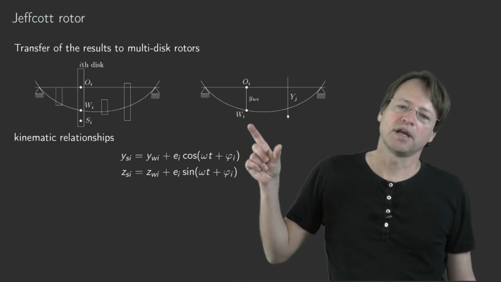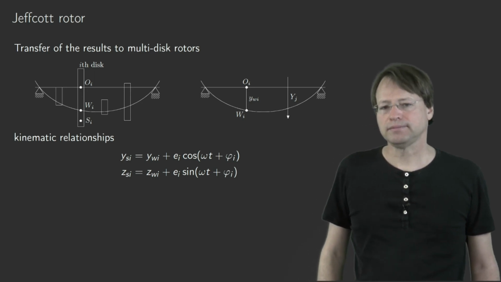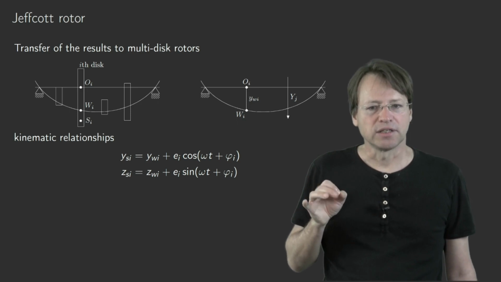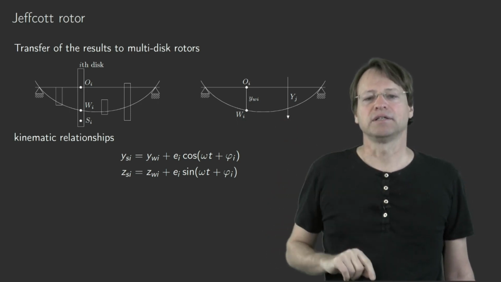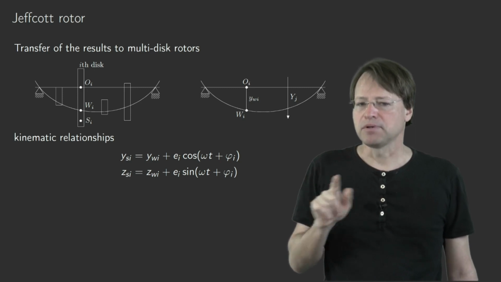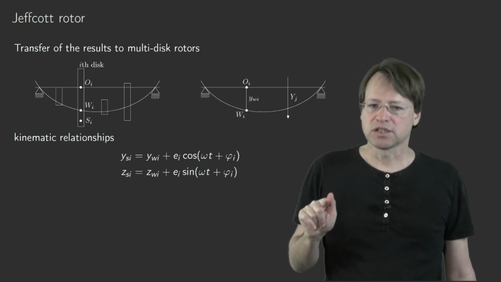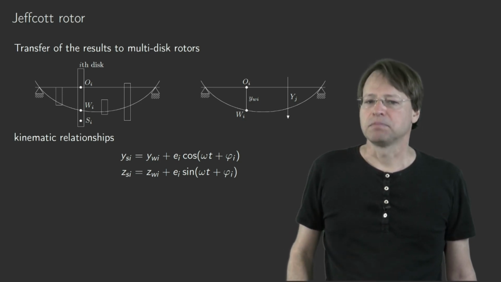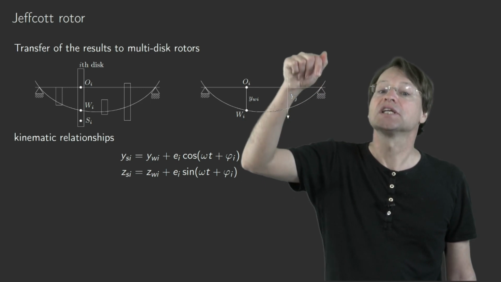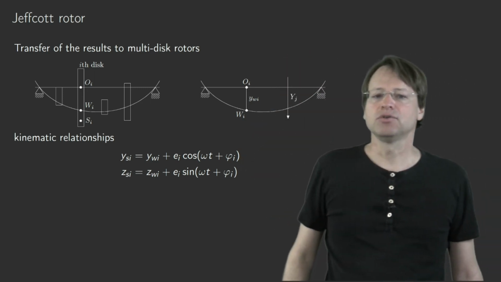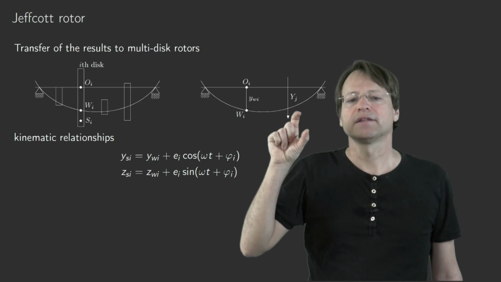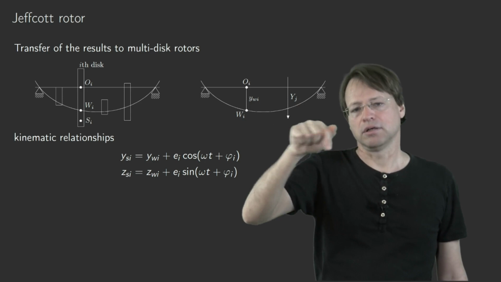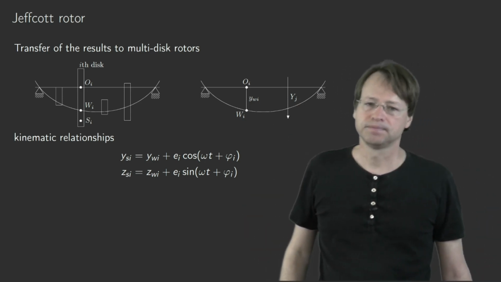Now the question is, how can I generalize the study of the classical Jeffcott rotor with a single disc to the multi-disc situation? Well, if you remember the bending stiffness that we used for the classical Jeffcott rotor, then this bending stiffness is obtained by considering single load cases. Namely, you apply a unit force at the position where you have the disc, a unit force in lateral or in vertical direction.